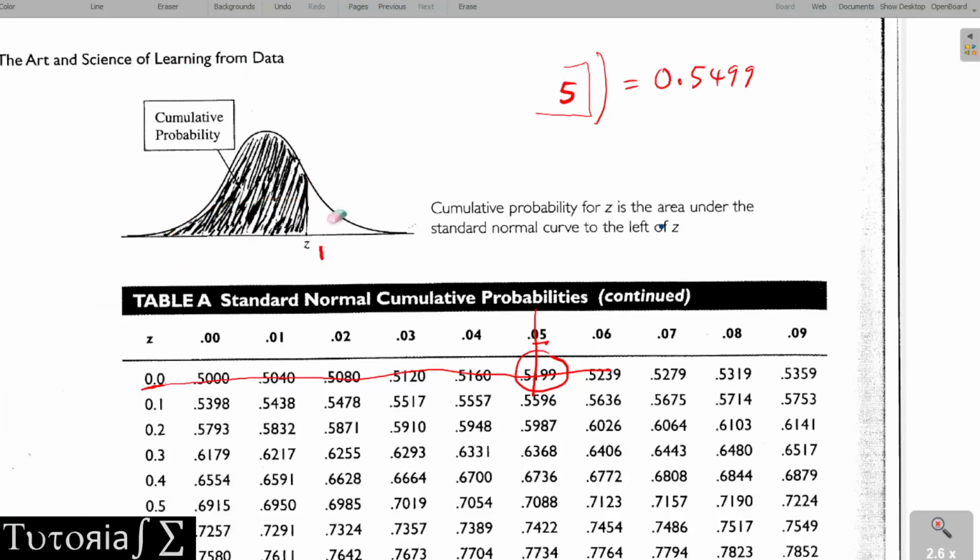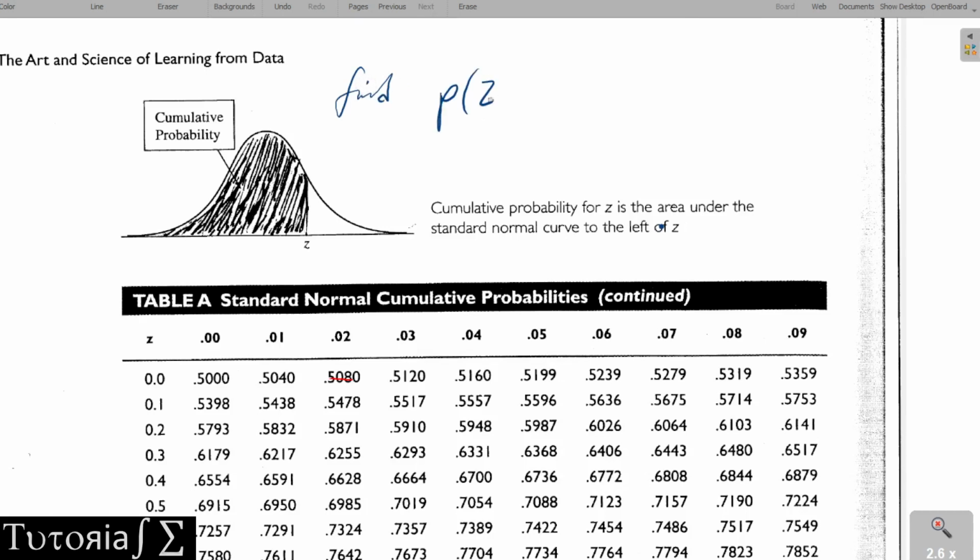Okay. All right. So let's try another example. So now I'll show you how to do this. You have to learn. Right. So suppose you're told to find probability of z less than -5.